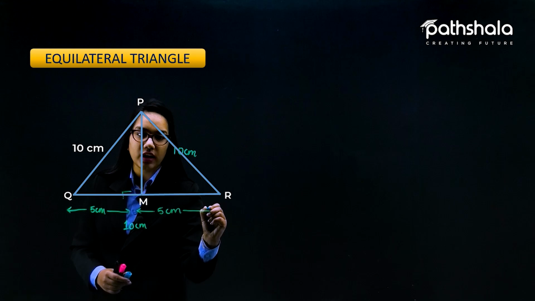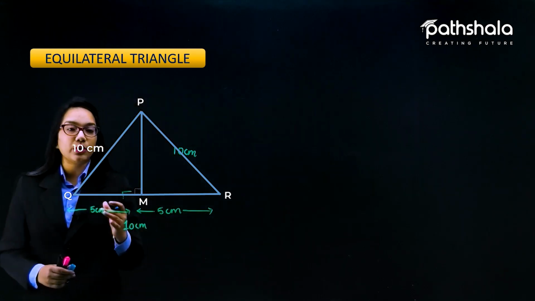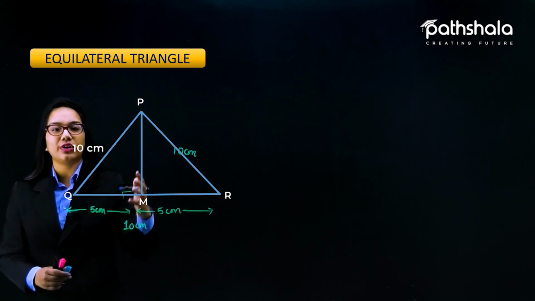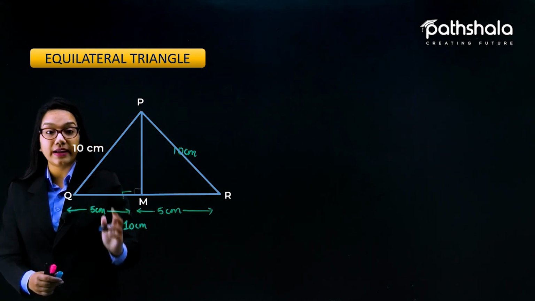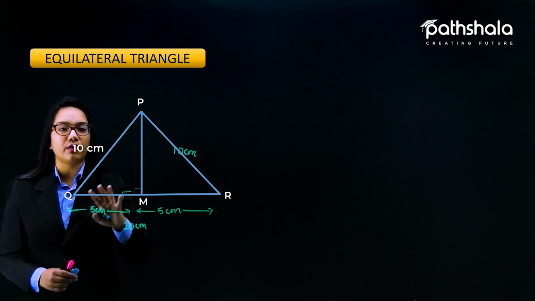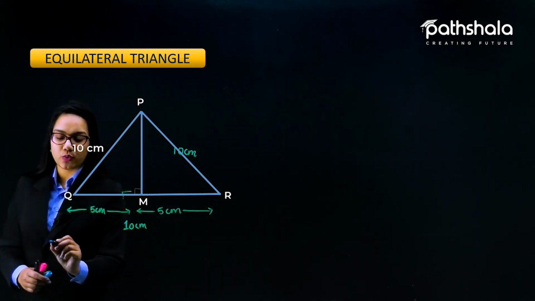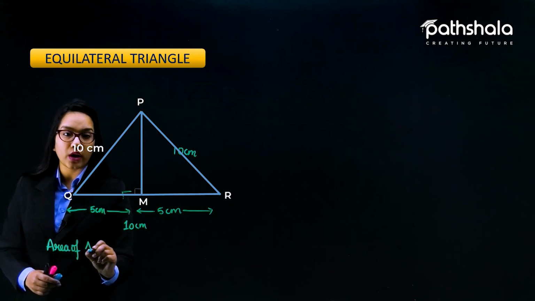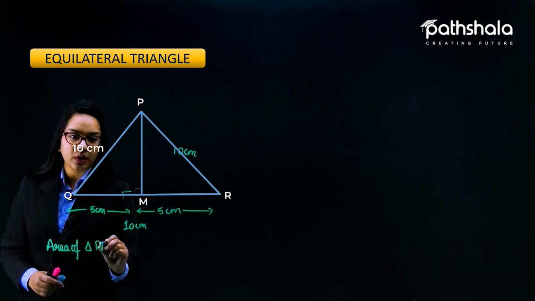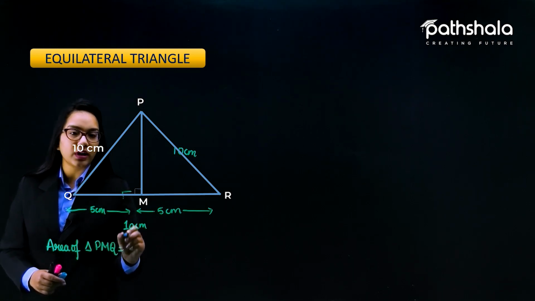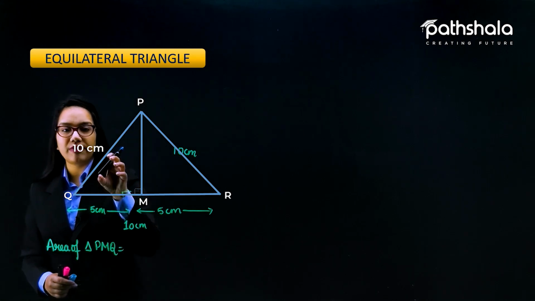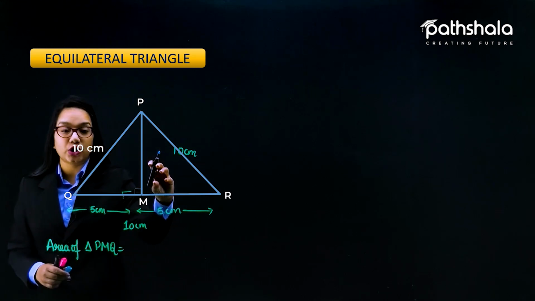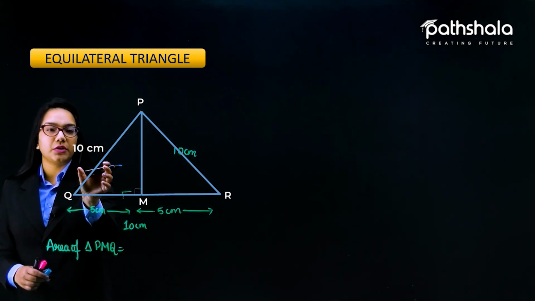Let's find out the area of this triangle again. As we know, if this is a perpendicular, then this is the height of the triangle. Suppose I am finding the area of the triangle PMQ. If I find the area of this triangle, then this area and this area will always be equal to each other, because this is an equilateral triangle.